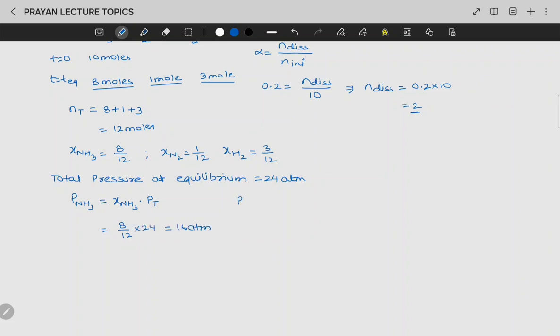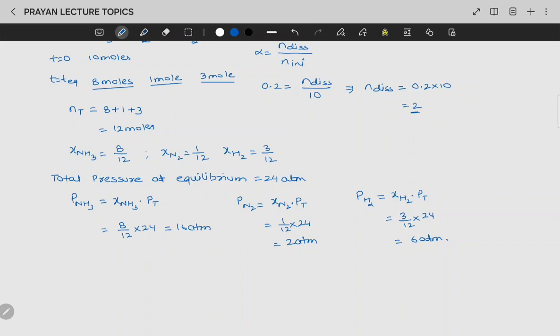Same way we can write partial pressure of N2, which will be equal to mole fraction of N2 into total pressure, which is equal to 1 by 12 into 24, which is equal to 2 atm. And in the same way, partial pressure of H2 will be equal to mole fraction of H2 into total pressure. So it will be equal to 3 by 12 into 24, that will be equal to 6 atm. Like this we can find the partial pressure of each component in the system.